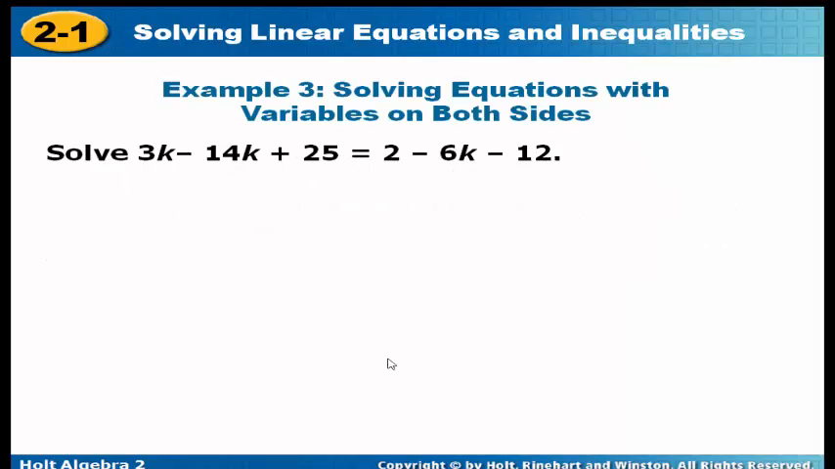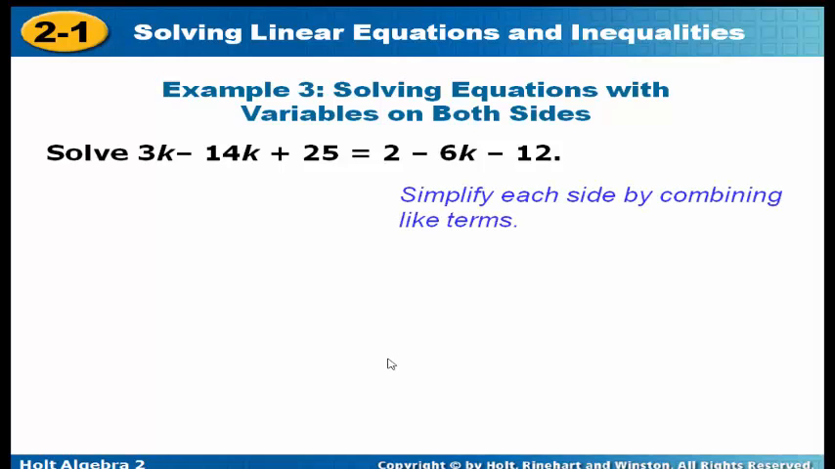3k minus 14k plus 25 equals 2 minus 6k minus 12. Simplify each side by combining like terms. We have here 3k minus 14k, which equals negative 11k. And on the other side, we have like terms 2 and negative 12. 2 minus 12 equals negative 10.